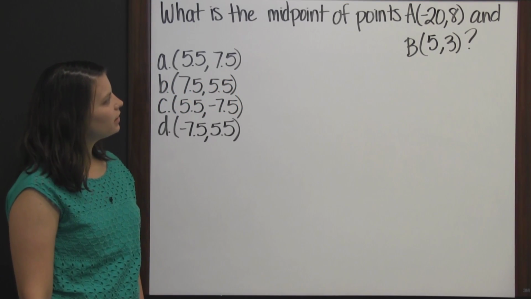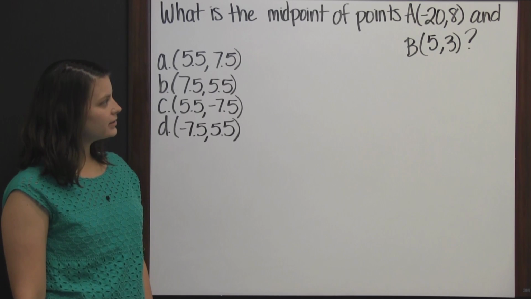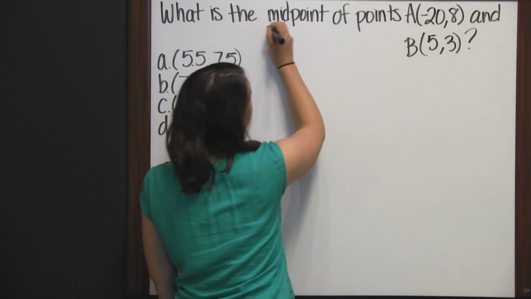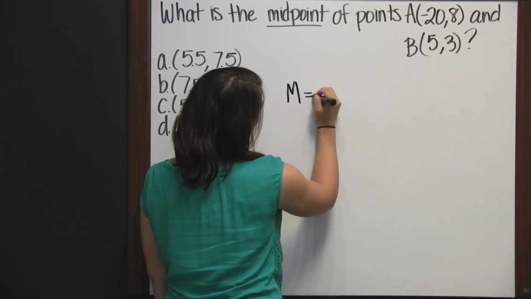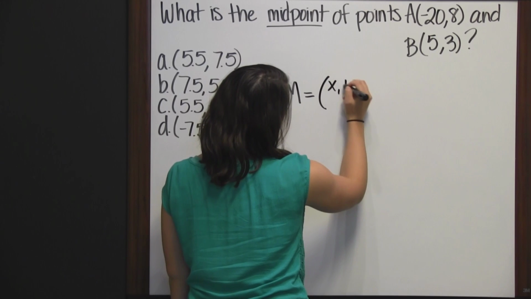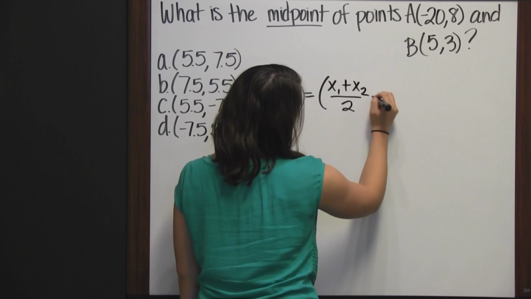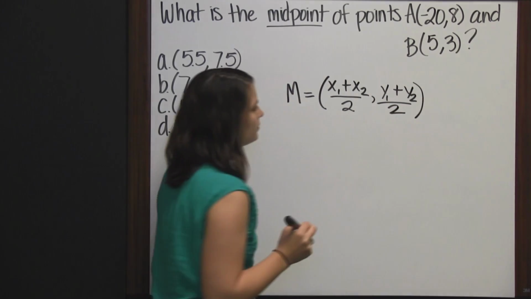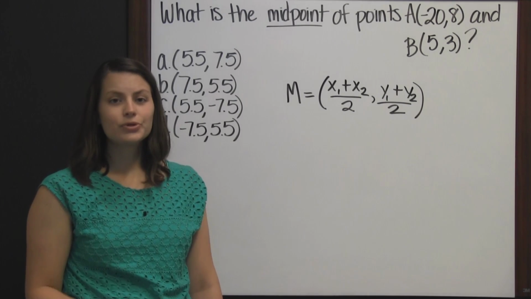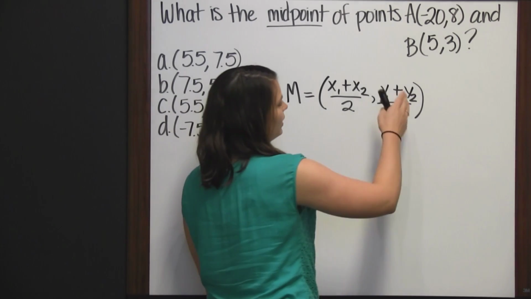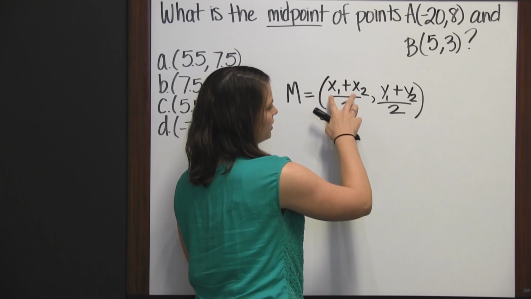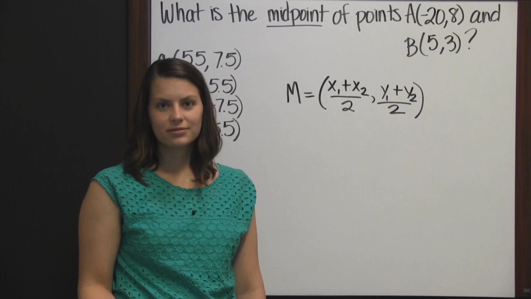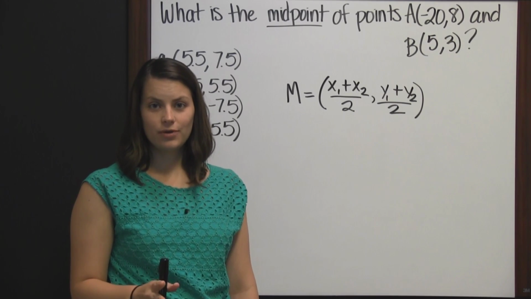What is the midpoint of points A, negative 28, and B, 5, 3? To find the midpoint, we can use the midpoint formula, which is x1 plus x2 divided by 2, then y1 plus y2 divided by 2. And if you look closely, you'll notice what you're doing is adding your endpoint x coordinates together and dividing by 2. That's an average, or the middle of those 2 numbers.